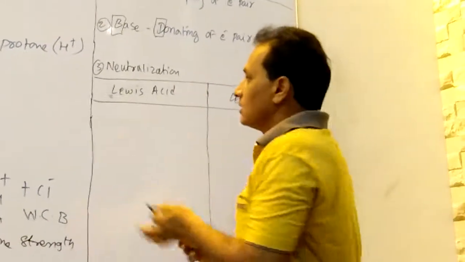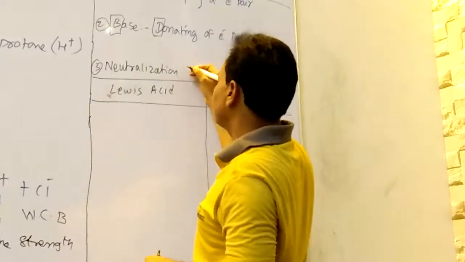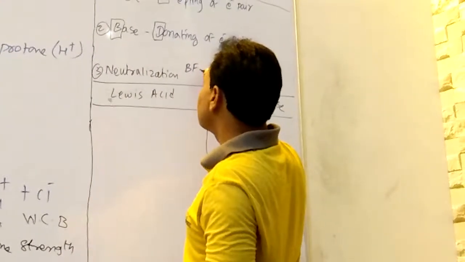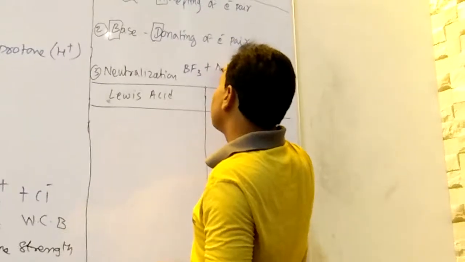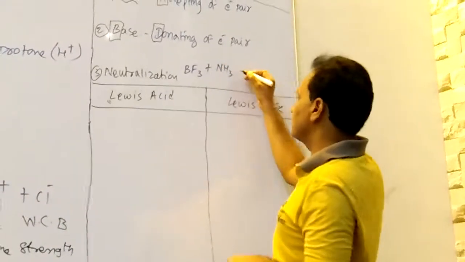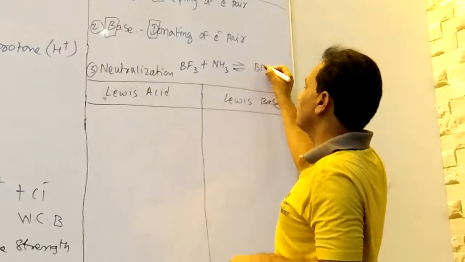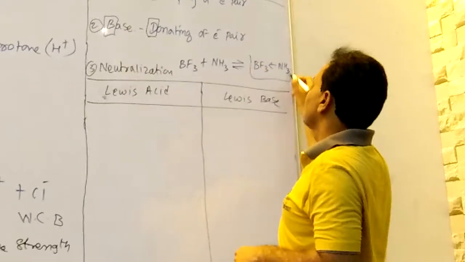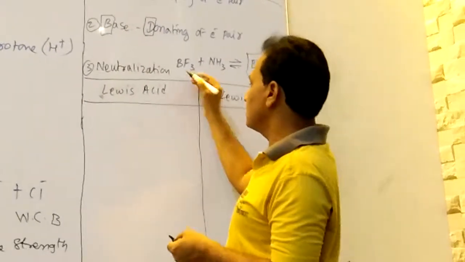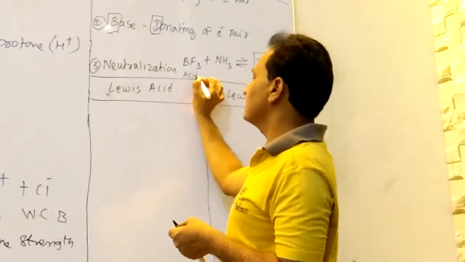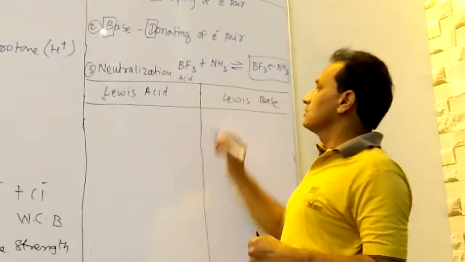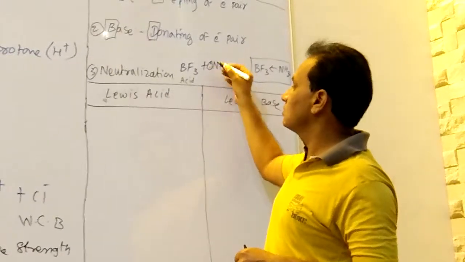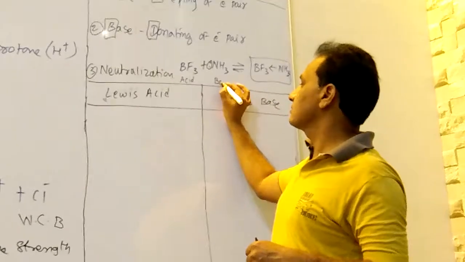What is neutralization? Formation of the coordinate covalent bond. So according to him, BF3 is a Lewis acid and NH3 is a Lewis base. They form a coordinate covalent bond. Why is BF3 an acid? Because it accepts electrons. NH3 has more electrons, a lone pair of electrons. That's why it donates, meaning it is a base.